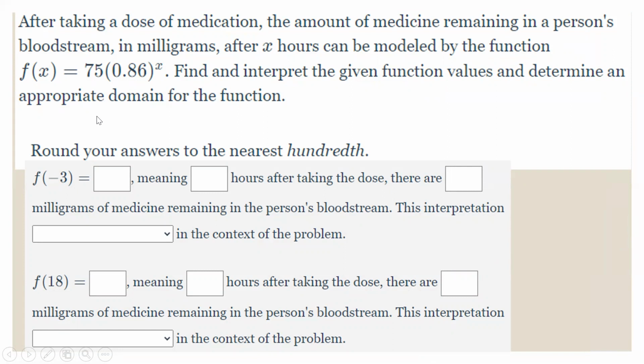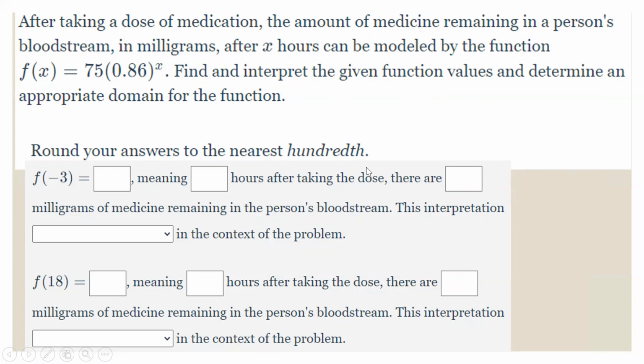All right, ladies and gentlemen, here we go. So they give you an equation. We're talking about doses in medications. So x is the hours, modeled by the function. Find and interpret the given function values and determine an appropriate domain for the function. Round your answers to the nearest hundredth.